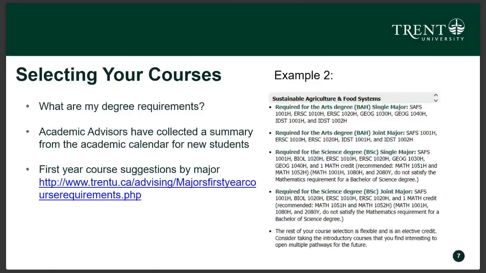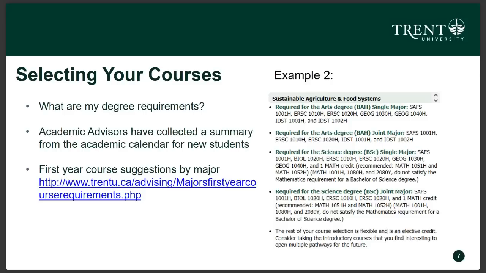The second example I'm using is for sustainable agriculture and food systems. You can see that there are many different requirements for this degree. It's really important for you to know in this major in particular if you're going to be aiming for the arts or science stream. If you're not sure which one, look at both, and maybe take courses that would lead to both streams to keep your options open. In this case, they're showing you different requirements for a single major general degree, the single major honours degree, a joint major honours degree in the arts, and then in the sciences. So these are different courses depending on what stream you're going to.